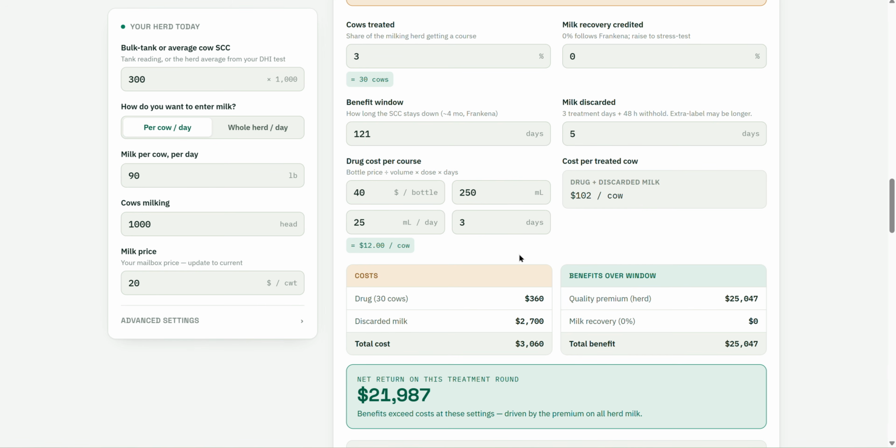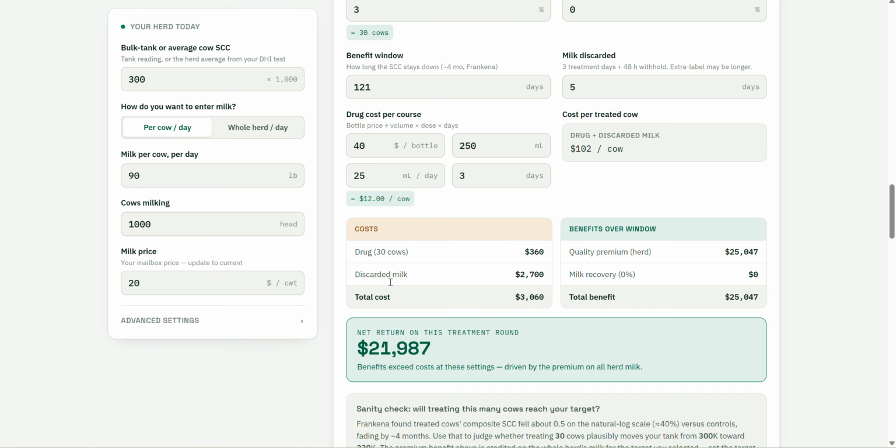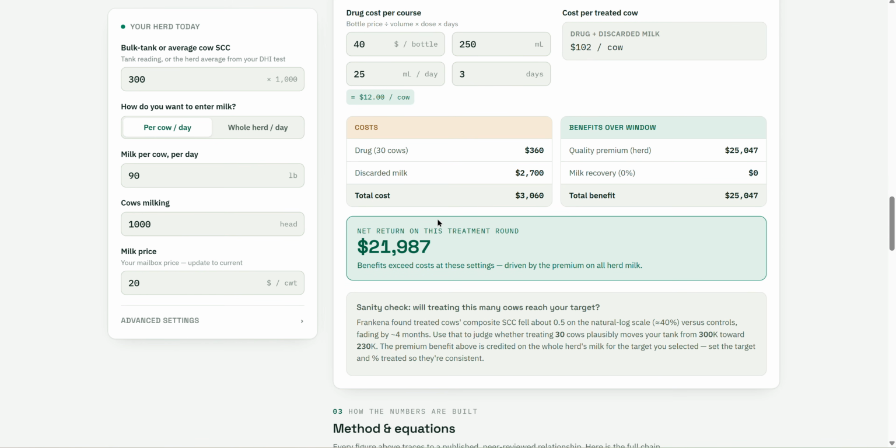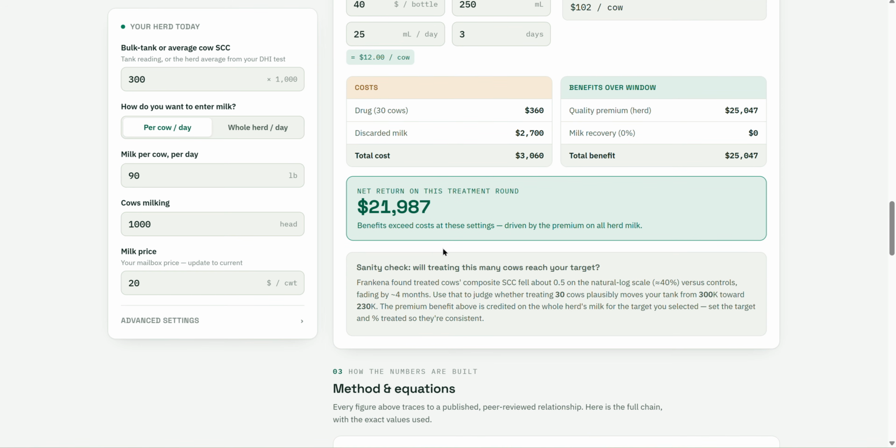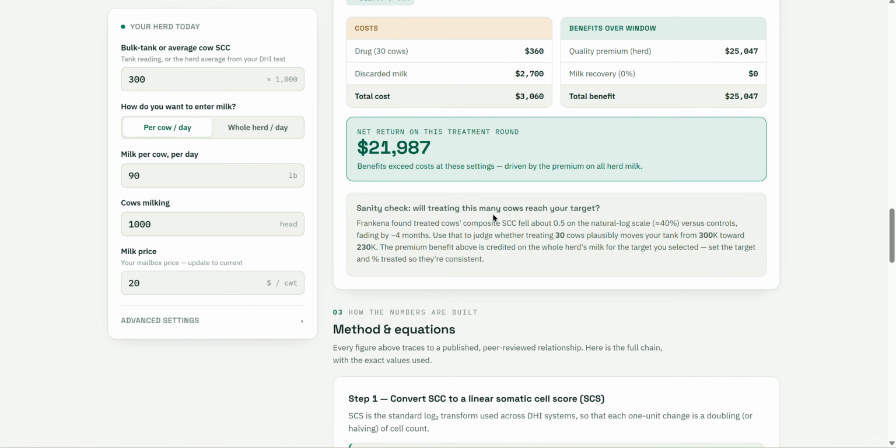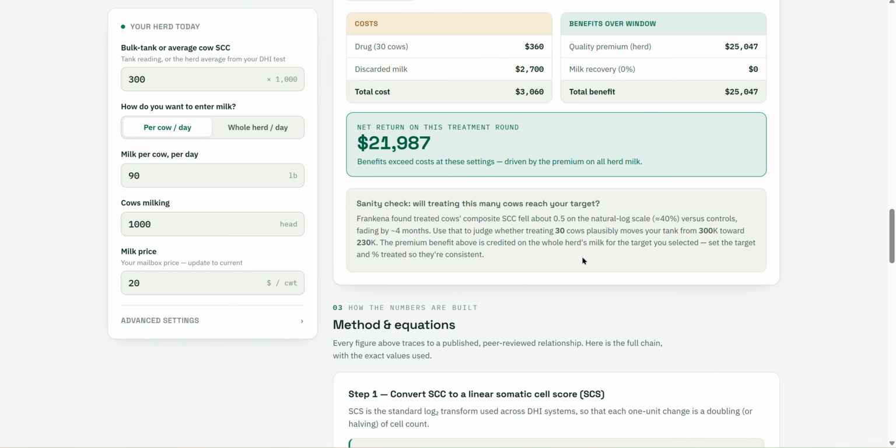Results appear as 2 columns. Costs lists the drug cost and the discarded milk. Benefits over the window lists the quality premium gained across the herd and any credited milk recovery. Beneath them is the net return on the treatment round, followed by a one-line interpretation of whether benefits exceed costs at your settings. A final note prompts you to check that the number of cows treated is consistent with the SCC target you selected, since the premium benefit is credited on the whole herd's milk.